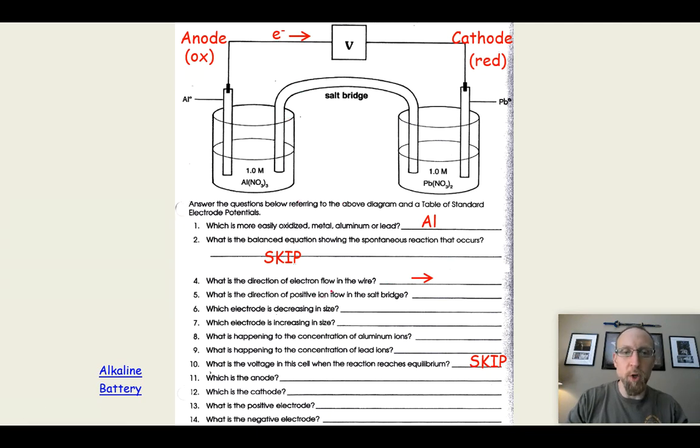What's the direction of positive ion flow in the salt bridge? So this is a little tricky. You see something like this, which isn't too often. This is a tough question. So remember what's going on here. Let's go back up to our diagram. We have aluminum ions in solution, and then we have lead ions in solution over here. As our aluminum is oxidized, it loses electrons, sends them over, and they build up over here on the cathode, right? Those negative electrons build up over here. And then as the aluminum is oxidized, aluminum ions go into solution. And as the lead ions are reduced, they're going to come out of solution and deposit themselves on the cathode. And the cathode's going to get bigger over time, right?